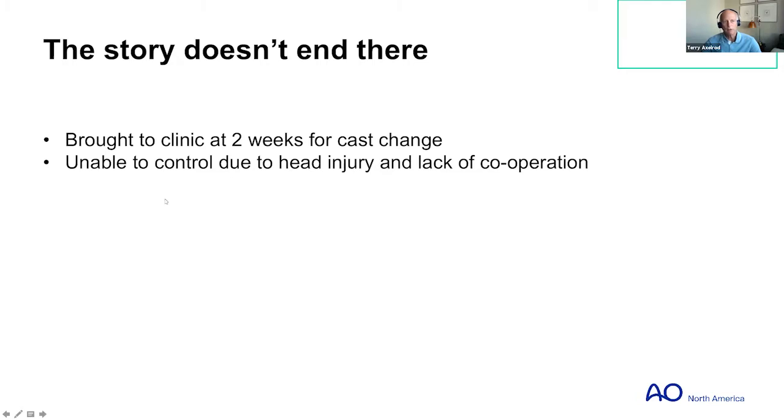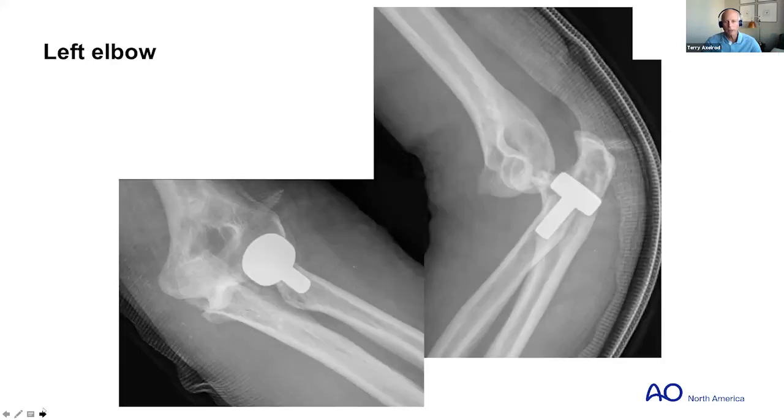And then, of course, the story doesn't end there because this is a webinar and we have to discuss when things go wrong. So he was brought back to clinic at 2 weeks for a cast change, and he had this really nasty head injury from his fall, and he was very difficult to control. After we had changed his back slabs to a fiberglass back slab, he was sent for check x-rays, and these are what they look like. So despite it being stable intraoperatively, not so stable at 2 weeks post-injury.